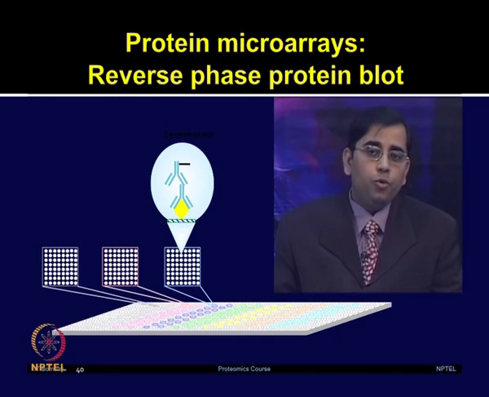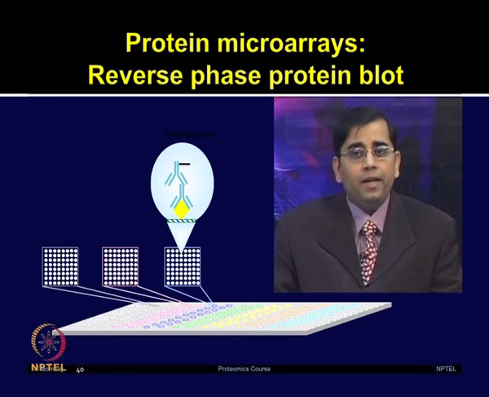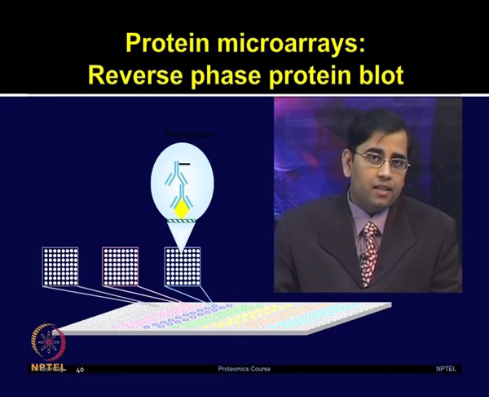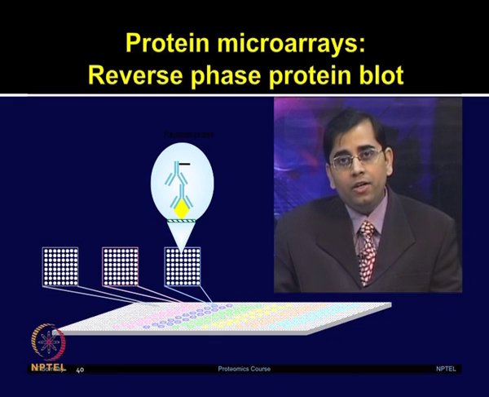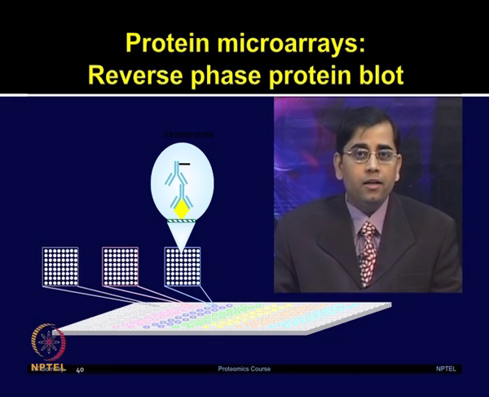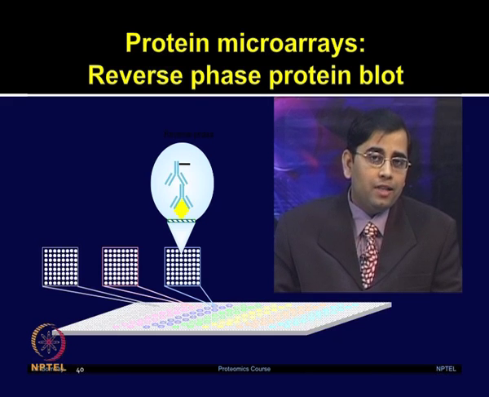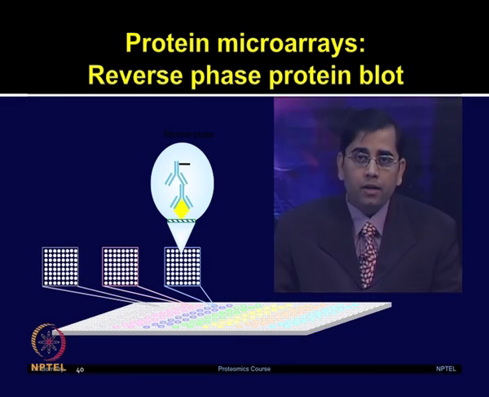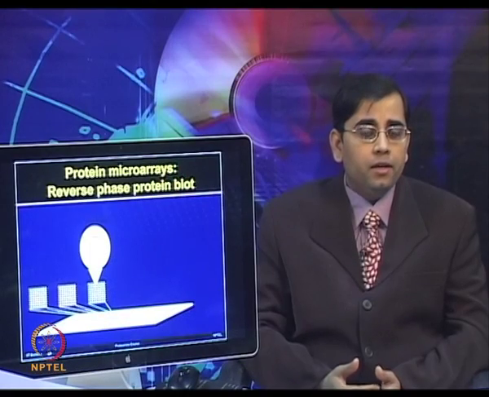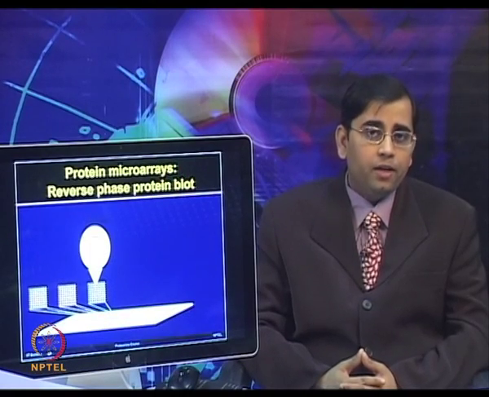The reverse phase protein blot. In this method, complex mixtures such as cell lysates are printed and probed with specific detection labels. All these three methods, the direct labeling, sandwich immunoassays and reverse phase protein blot, rely on antibodies. Obtaining good quality antibodies, and obtaining antibodies at the human proteome scale or any proteome scale, remains very challenging. So, people have started exploring different methods of printing proteins on the chip surface for different types of applications.